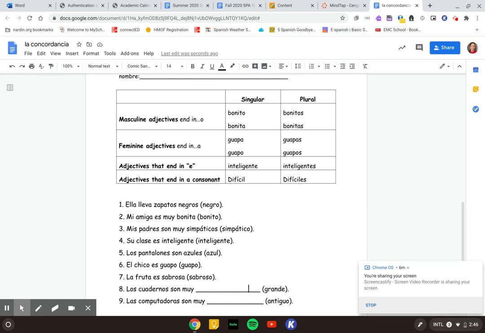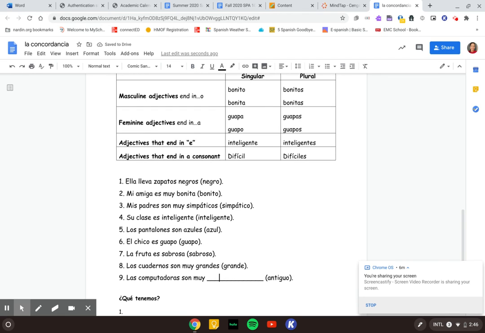This one we have los cuadernos son muy. And our choice is grande or grandes. Because cuadernos is plural, we're going to say grandes. And the last one here, we have las computadoras son muy. And our word is antiguo. So our choices are antiguo, antiguos, antigua, or antiguas. So since computadoras is feminine and plural, then we're going to change it to antiguas.